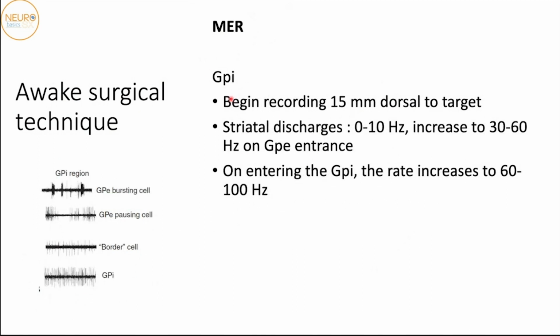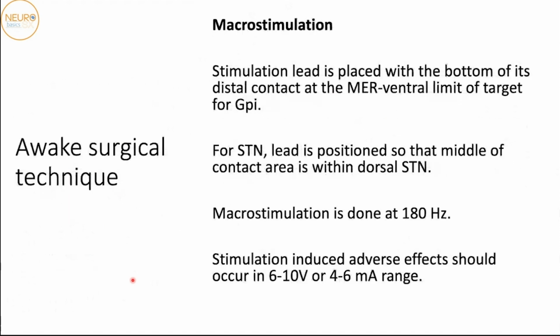So similarly for GPI, again, you can use MER to identify that you're in the GPI. But unlike the STN, the GPI is going to have a much higher firing rate. So you would begin recording 50 millimeters dorsal to the target. In the striatum, the discharges would only be 0 to 10 hertz. Once you enter the GPE, the discharges will become 30 to 60 hertz. And once you enter the GPI, the firing rate becomes much, much higher, with 60 to 100 hertz of firing rate.